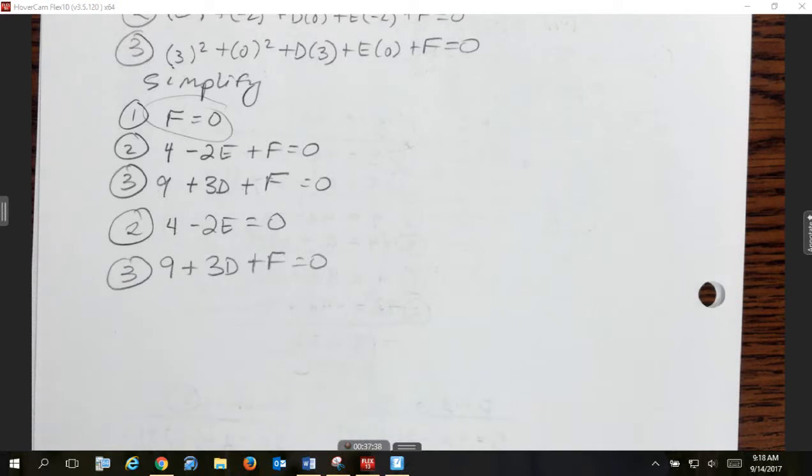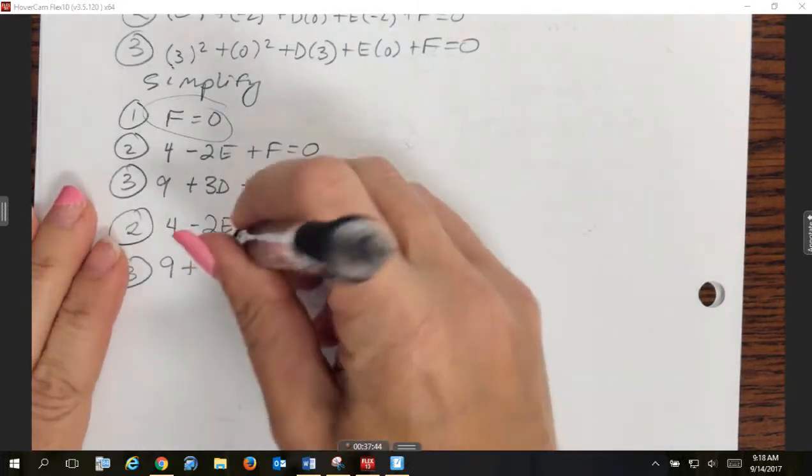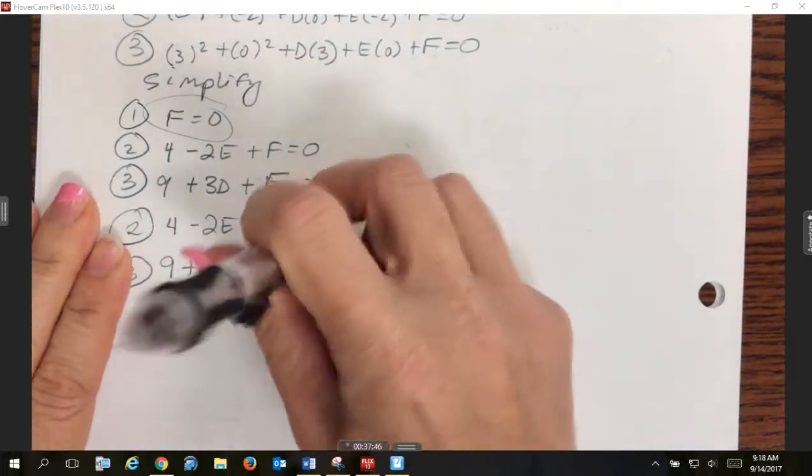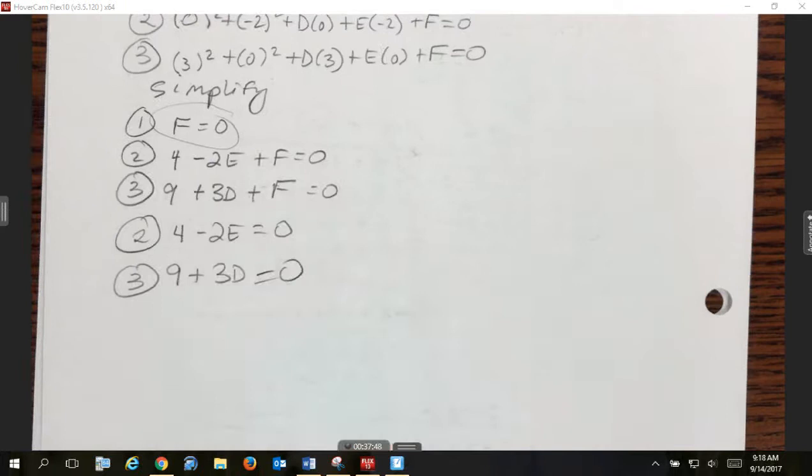So I substitute in, and then I go look at equation 2 and 3. Oops, I forgot. I didn't even pay attention. There we go. Let's try that again. There we go. I substituted the 0 in. And then I look at equation 2 and 3, and what do I notice about equation 2? There's just one variable now, so I can solve for E.